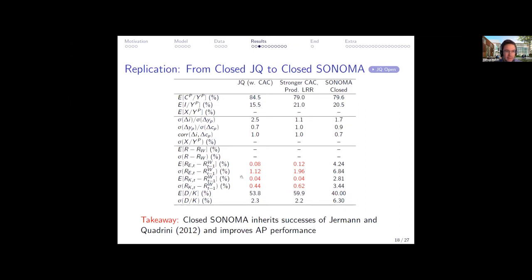So the key takeaway from this table are the numbers highlighted in red, which show that the Ullmann and Quadrini model delivers an equity premium close to 0. Closed SONOMA, however, delivers an equity premium of over 4% per year. Now, the fact that we're able to retain the success of Ullmann and Quadrini while improving the asset pricing performance is part of our contribution per se.